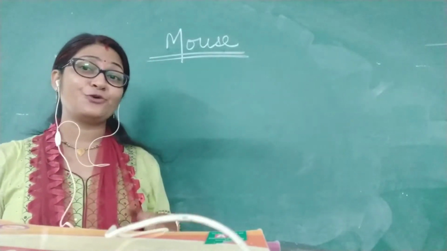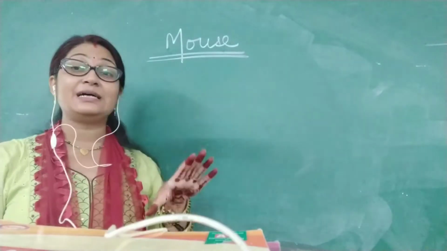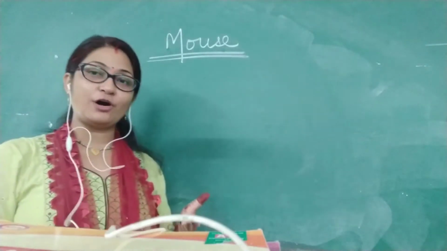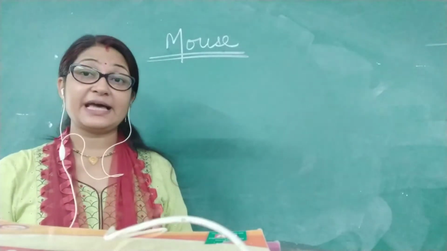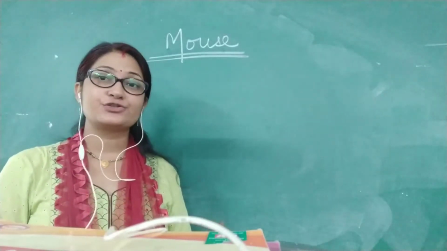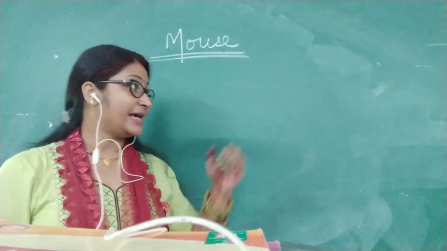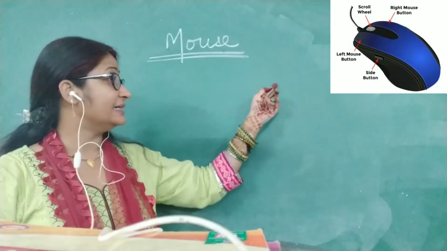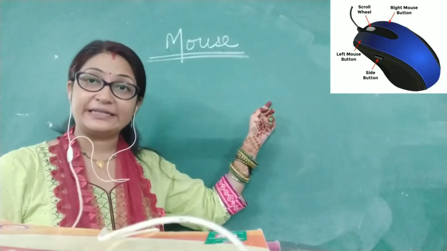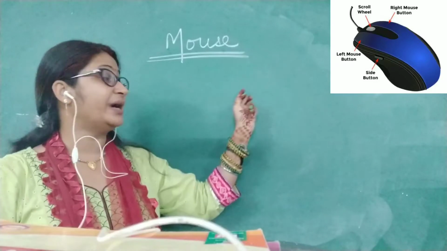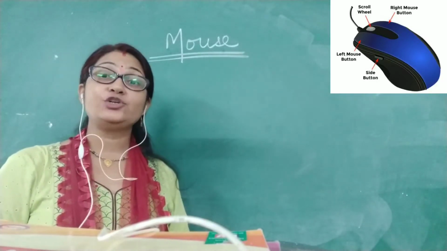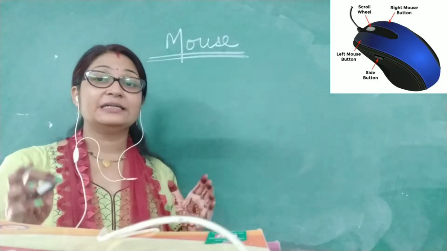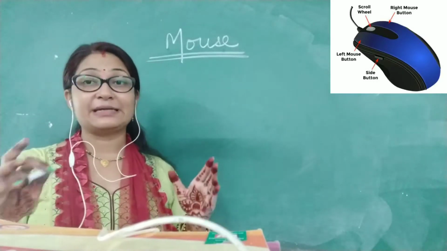So children, as I told you, a mouse is a pointing device, but very often we consider it an input device too. Now, as you can see on this mouse, there are two different buttons and a scroll wheel in the middle. These two buttons work in two different manners. The left button will work one way, the right button will work in a different manner.